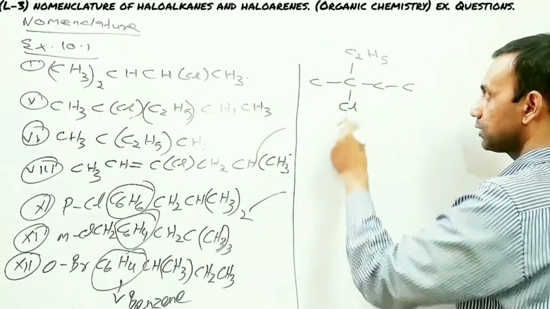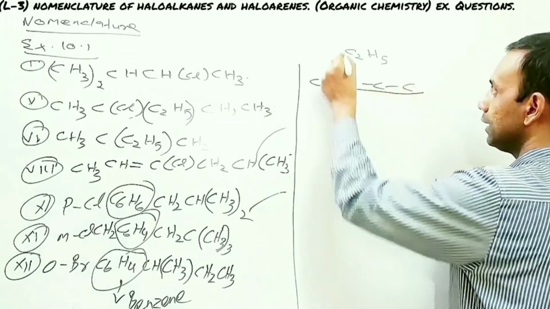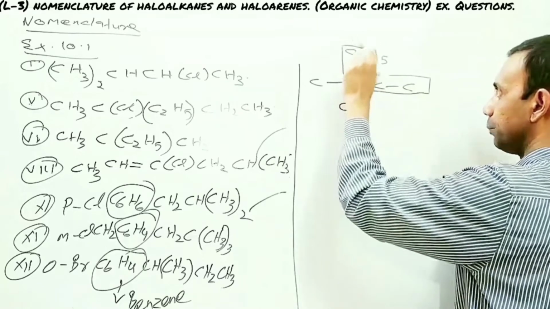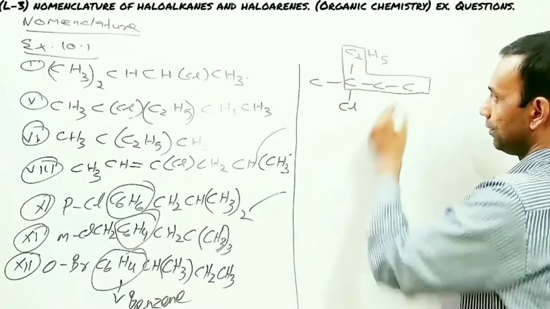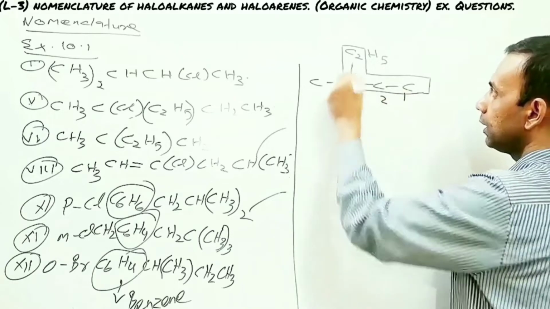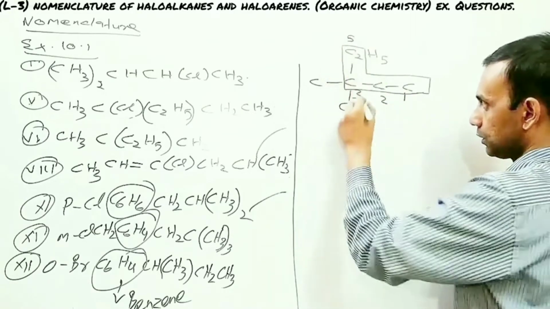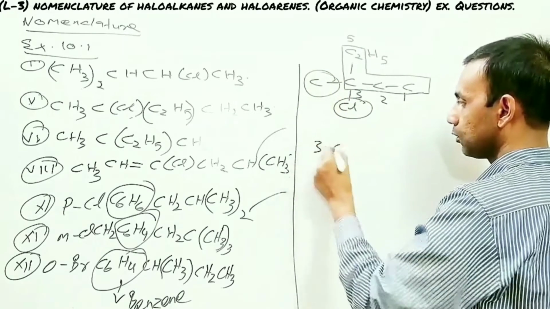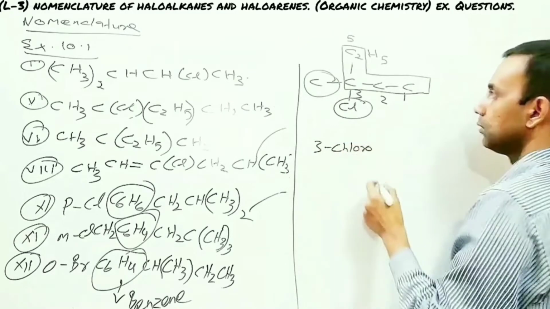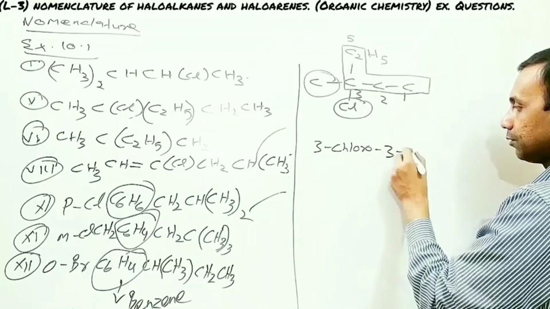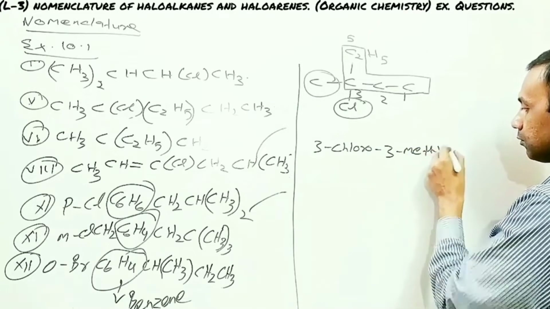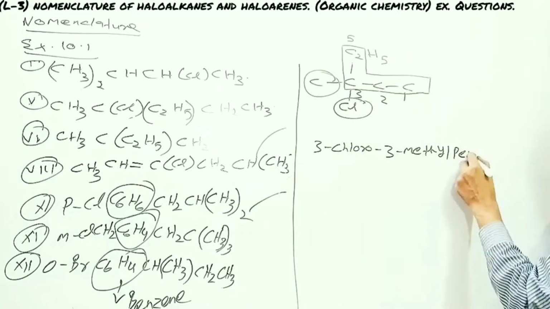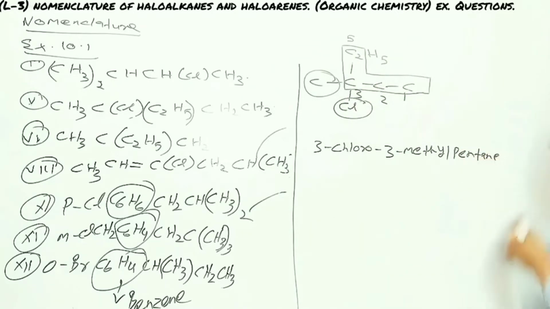Okay, so the first thing is the longest chain, which we can see is here. So 1, 2, 3, 4 and 5. There are 2 carbons here, so it's going to be 5. So this is a chloro and this is again a methyl. So write the name. This is going to be 3-chloro, 3-methyl, because they both are on the 3rd carbon, and finally 1, 2, 3, 4, 5, pentane. A 5 carbon alkane is called pentane.